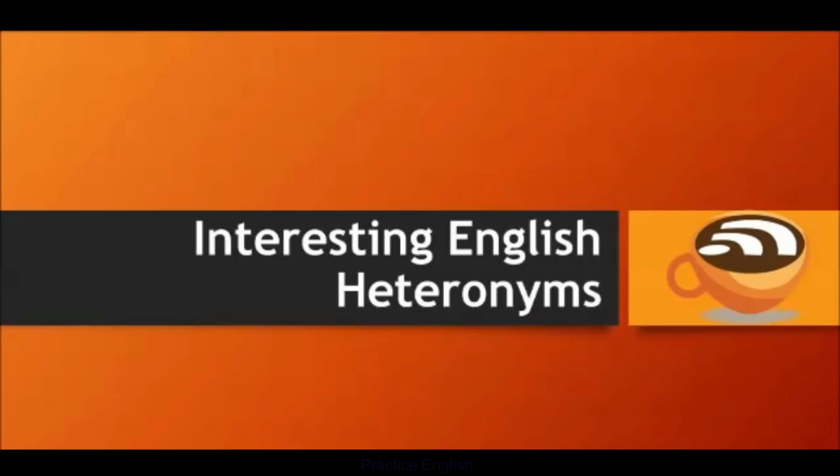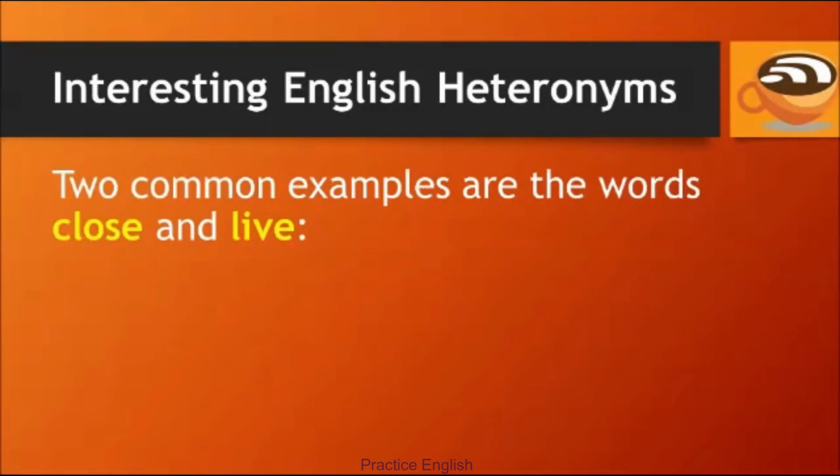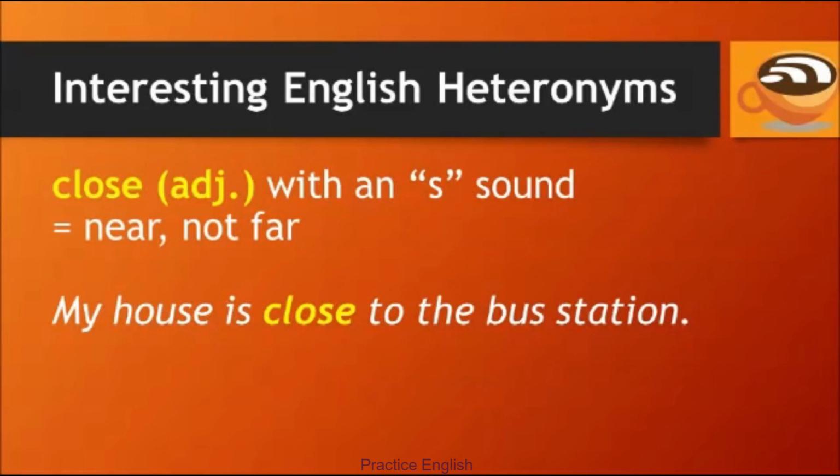Interesting English heteronyms. Heteronyms are words with the same spelling but different pronunciations and different meanings. Here are two common examples. The word close with an S sound means near, not far. For example, my house is close to the bus station.